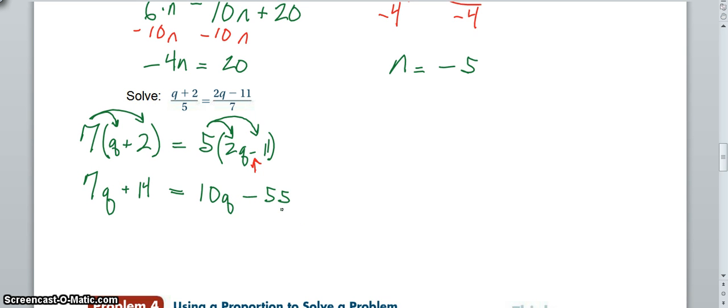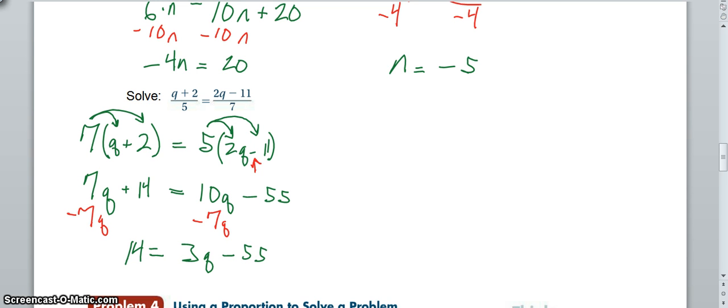Now go ahead and combine like terms however you would like. You can choose which side you want to be your variable side and which side you want to be your constants side. Alright, this was my first step in the process. I decided to put my variables on the right side, so I subtracted the 7q from the left side, so I did it to both.